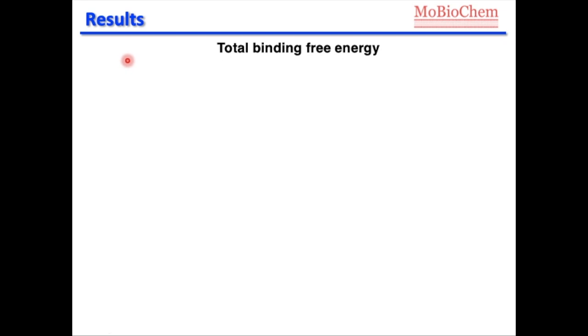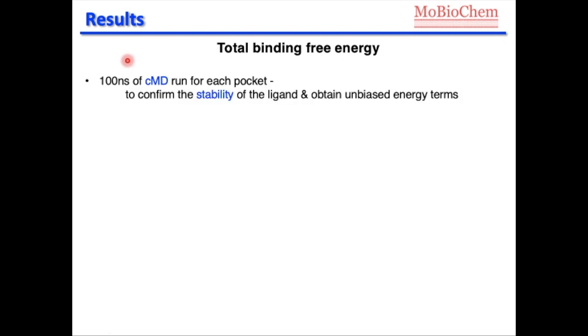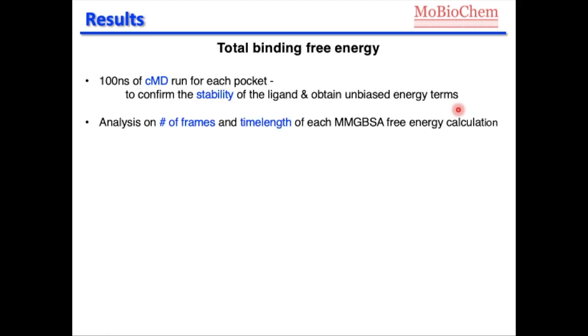Now let's go to the results of the binding free energy. First of all, 100 nanoseconds of conventional MD were run for each pocket. This was performed to confirm the stability of the ligand and to obtain unbiased energy terms. Then, before running the MMGBSA and the pairwise decomposition analysis, the total binding free energy of p-Diaminoazobenzene was computed with a different amount of frames and a different time length.